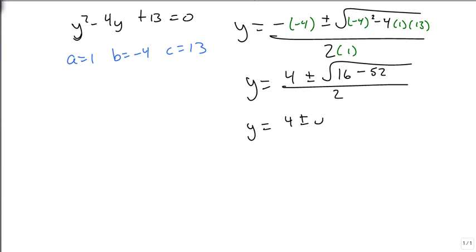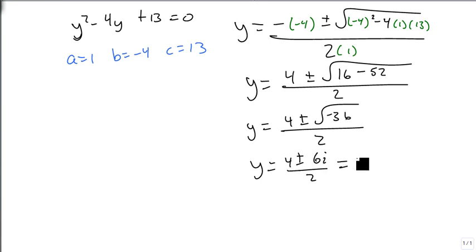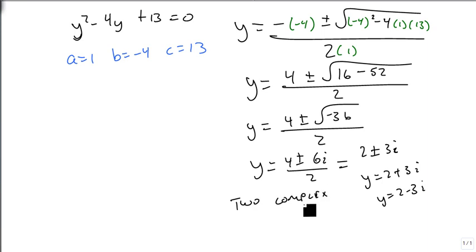So 4 plus or minus the square root of minus 36 over 2, y equals 4 plus or minus 6i over 2, which is 2 plus or minus 3i, because again the 2 goes into both 4 and into 6. And so we get y equals 2 plus 3i, and y equals 2 minus 3i. We end up with 2 complex answers.